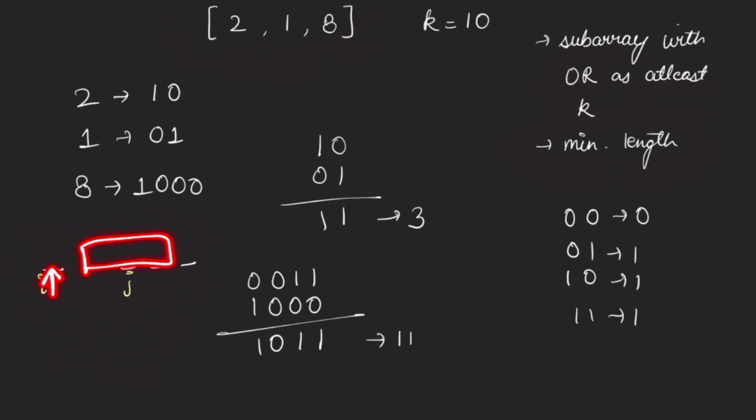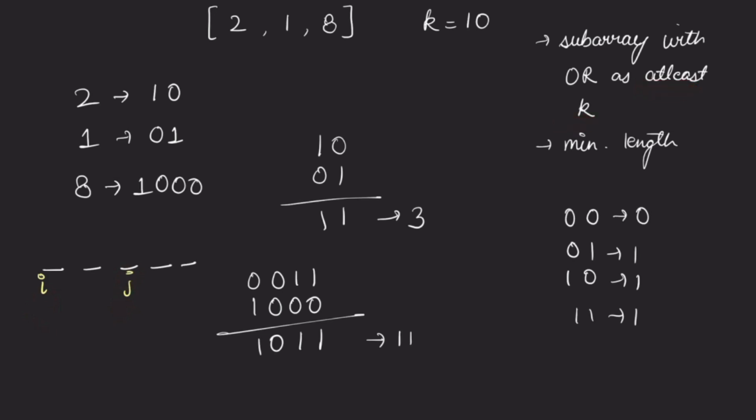If it is still greater than or equal to k, then I will try to get rid of this element also. Then if it is still greater than or equal to k, I will try to get rid of this element also. Till my i and j become equal, I will keep on shrinking my window as long as my bitwise OR is coming as at least k. So through this, I will be able to identify the smallest subarray where the bitwise OR is at least k.